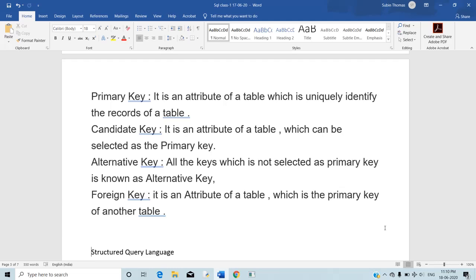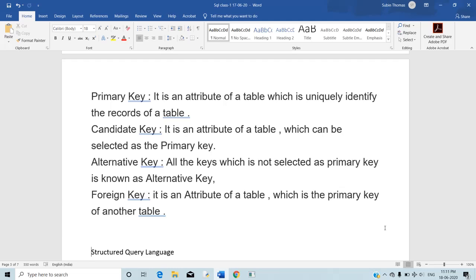For example, I am going to say student table. Student table consists of the information about the students who are studying in a school. Each student will get a separate admission number. No two students have the same admission number in a school. So you can say that admission number is the primary key. Using that admission number, you can identify each child studying in that school. That is known as primary key.